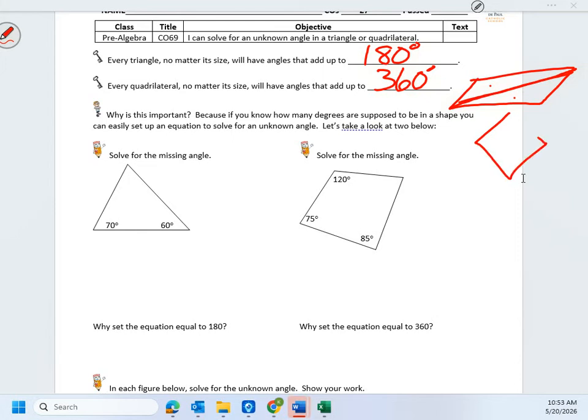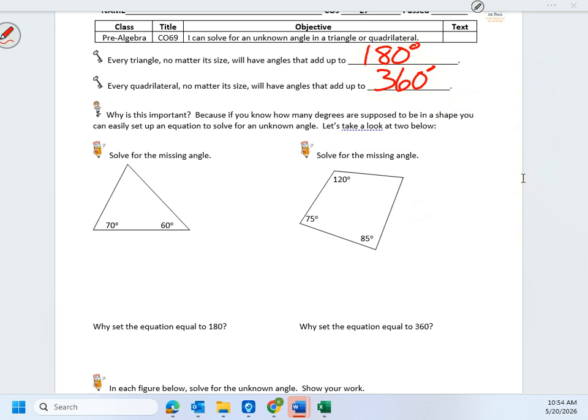It doesn't matter what that quadrilateral looks like. Four-sided figures, you can always cut in half to be two triangles. So if a triangle is always 180 degrees, a quadrilateral always has to be 360 because it's two triangles put together. Those are important numbers to remember for this one.